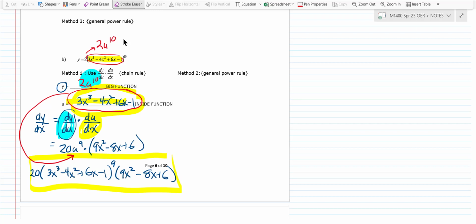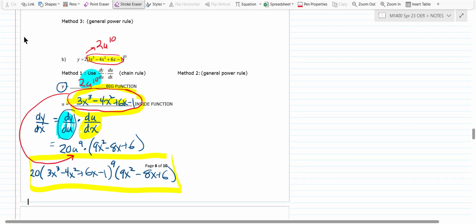The whole idea of this is u is just an intermediate variable to help you keep track of the two functions that are being composed. Okay, does that make any sense what I'm doing? So identify u as the inside part, then identify the big function, and essentially you do the derivative of the big function, 2u to the 10th, you do the derivative of the inside and multiply together. That's what the chain rule says to do.